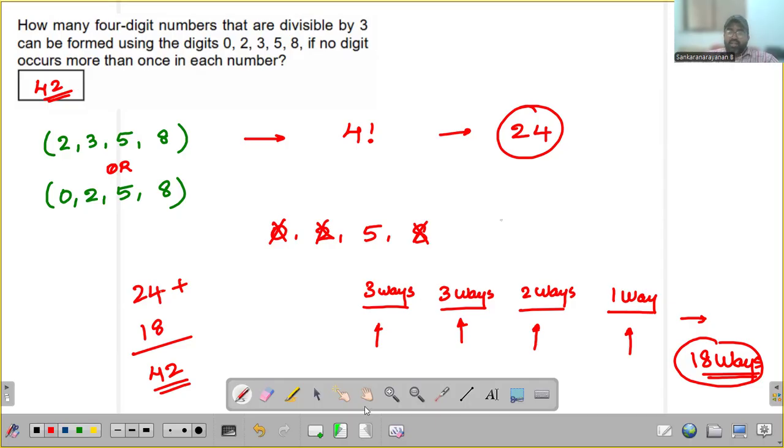Got it? So that brings a conclusion to this question. Let us now go ahead with our next question, which is lined up for the day. Please take a look at this question. Here we go.